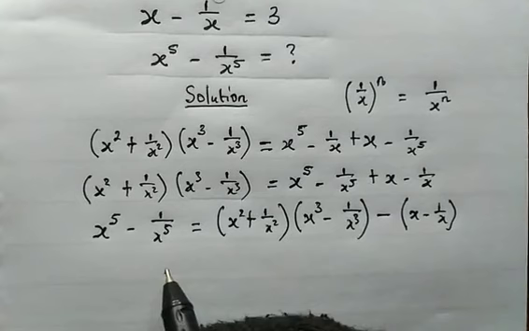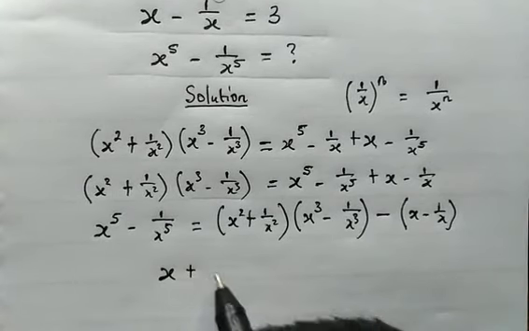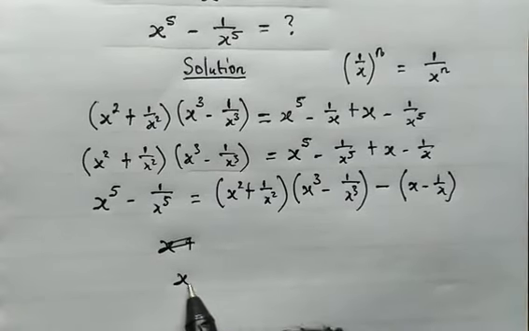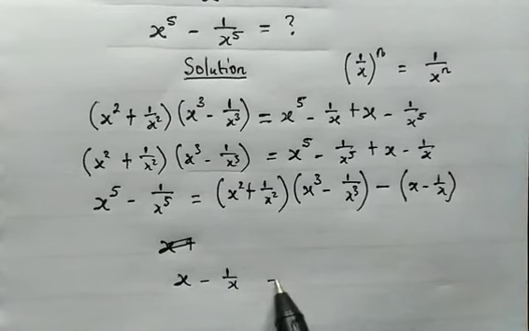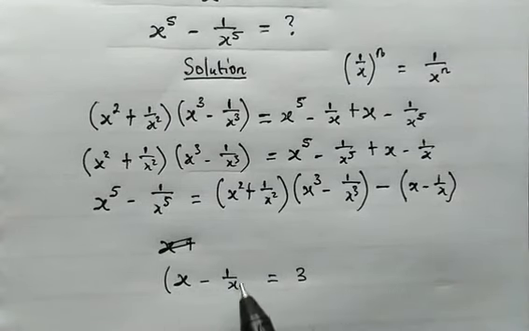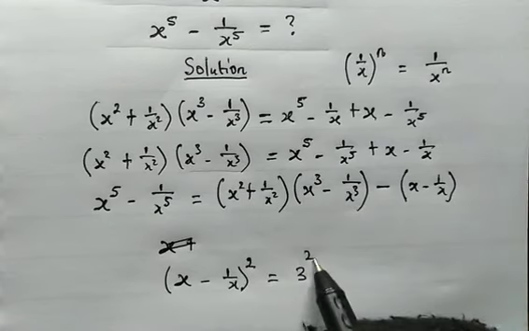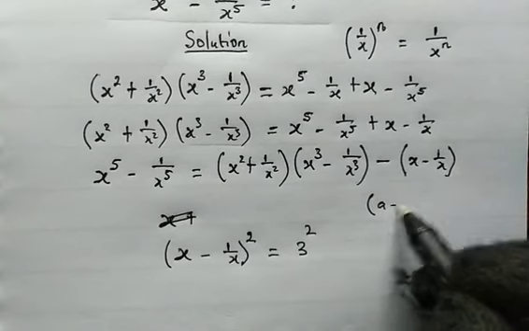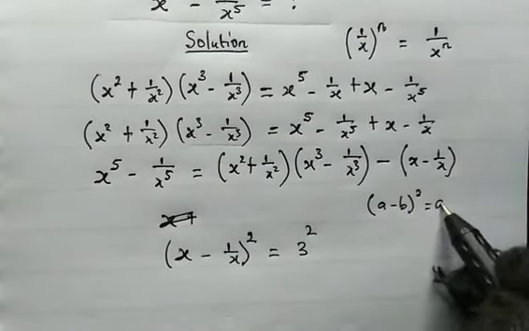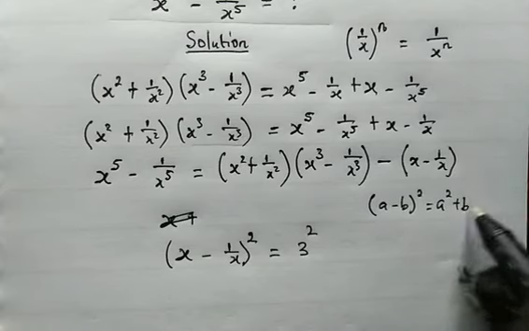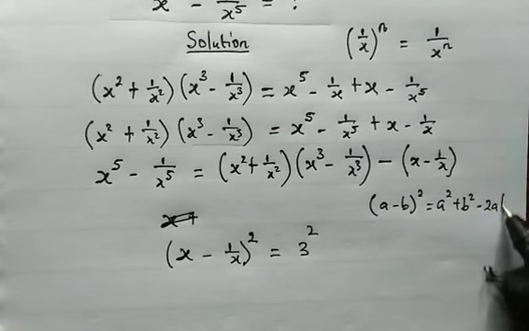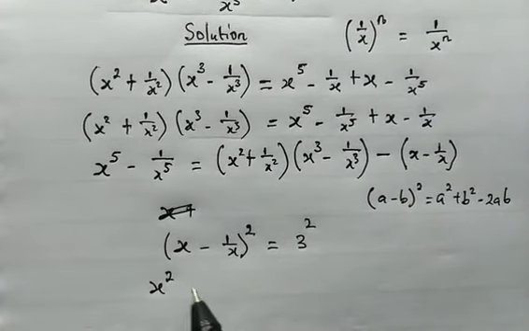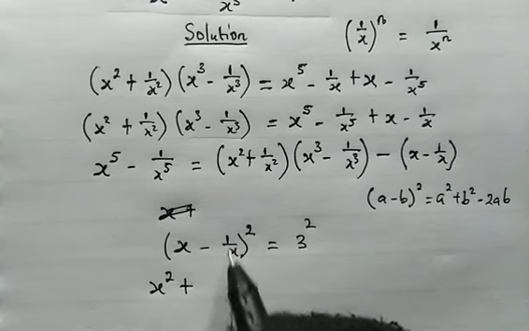Now from the given equation, we have x minus 1 over x equals 3. Now let's go ahead and square both sides. From the left hand side, we'll be making use of this property: a minus b squared equals a squared plus b squared minus 2 times a times b. So from here, the first term squared will give us x squared plus the second term squared.